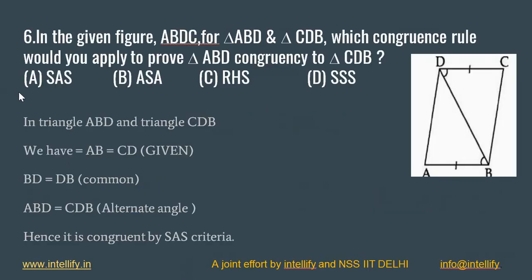पहला क्वेश्चन हम ले लेते हैं, क्वेश्चन नंबर 6। In the given figure ABCD, for triangle ABD and triangle CDB, तो एक पैरेललोग्राम यहाँ पर गिवन है ABCD, जिसमें दो ट्रायंगल्स आप देख सकते हैं, ABD एंड CDB। सो द क्वेश्चन इज, which congruence rule would you apply to prove triangle ABD congruent to triangle CDB?